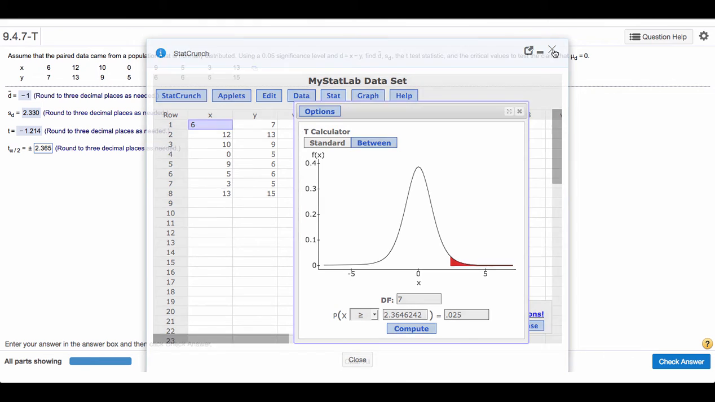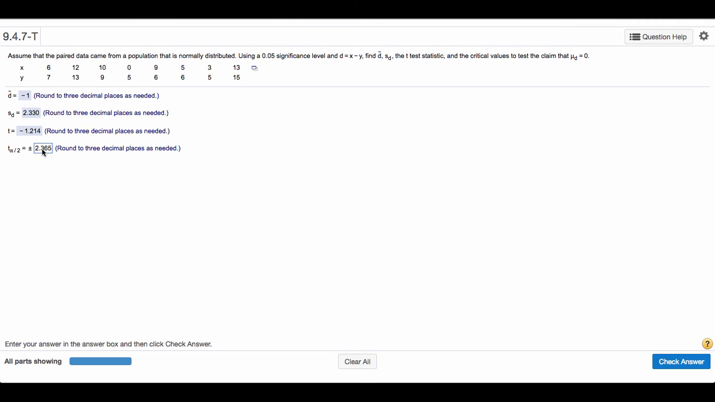Our answer is to be in the form t equals plus or minus 2.365. We're given the plus or minus in the problem. We are to type in the critical t-value that corresponds to a significance level of 0.05 with 7 degrees of freedom.